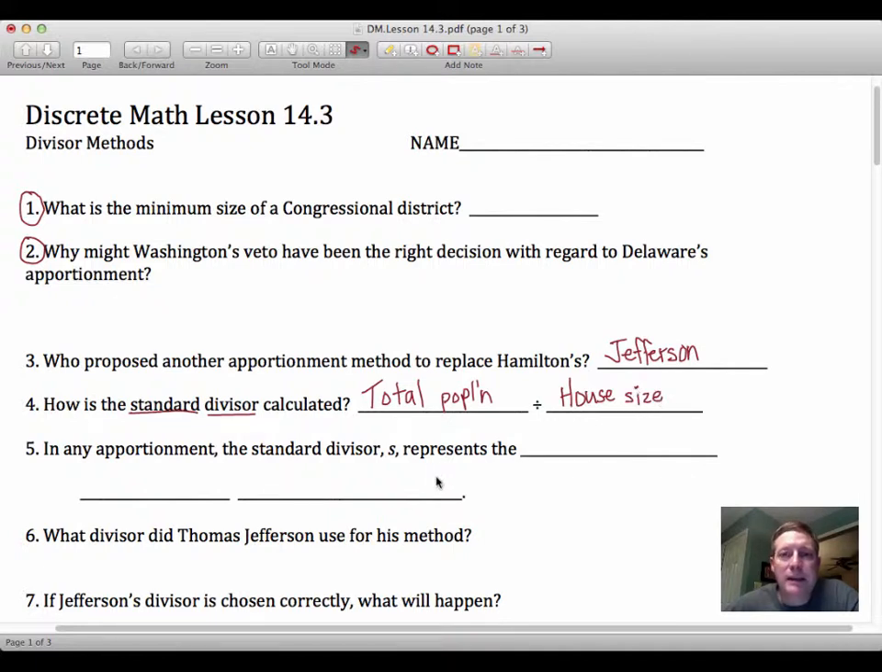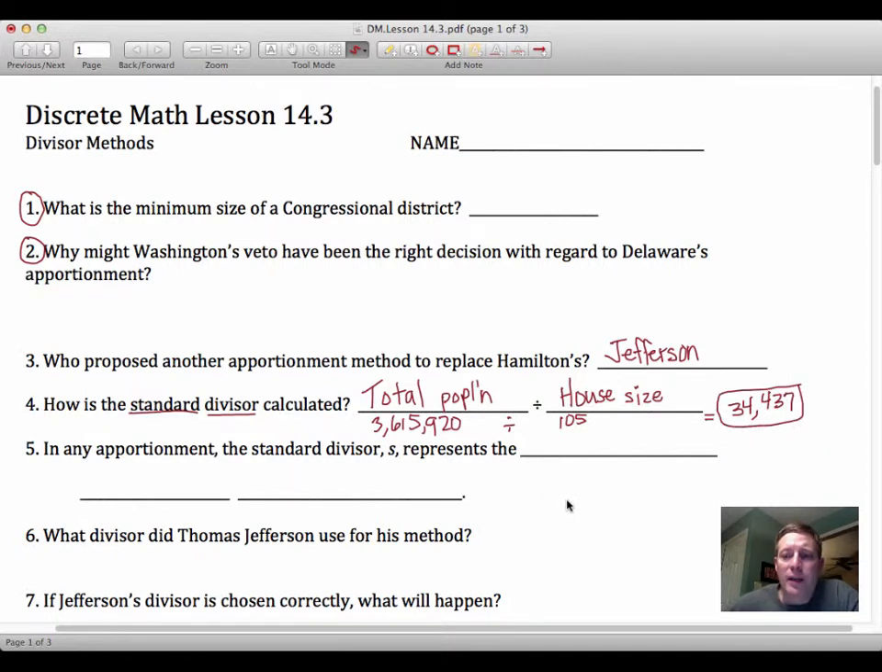So, for instance, back in 1790, the very first census, the United States had 3,615,920 people. To get the standard divisor, we divided by the house size. Back in that day, the house size was 105 seats, and we got a standard divisor of 34,437. That is the standard divisor.